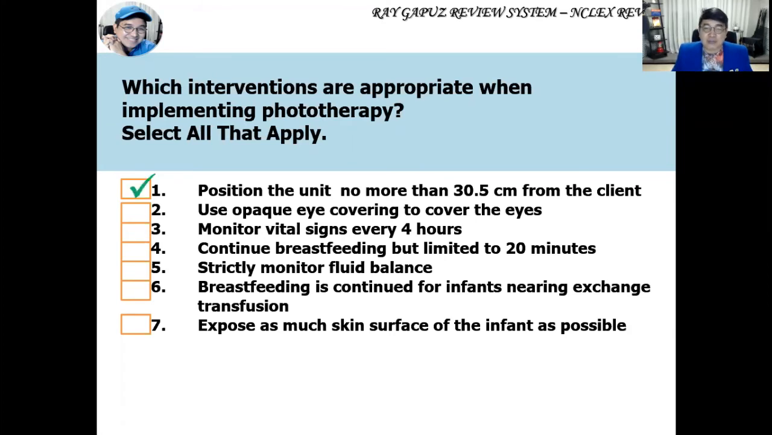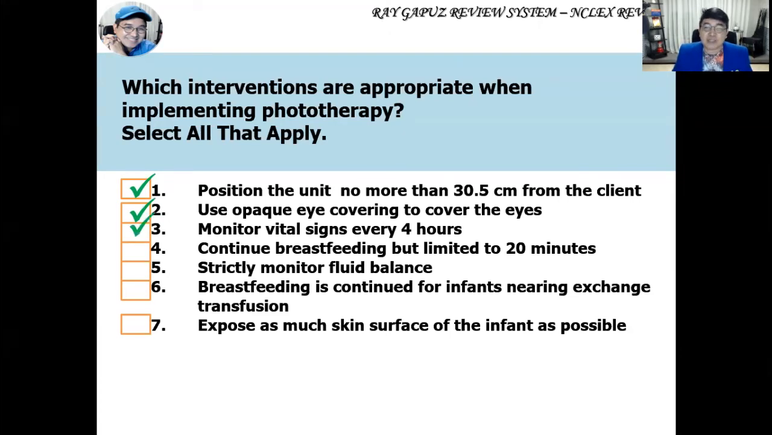Use opaque eye covering to cover the eyes. Yes, that is usually done to protect the baby's eyes. We put a check. Monitor the vital signs every 4 hours. When we monitor the vital signs, we focus on the temperature of the child. So yes, that's a check.